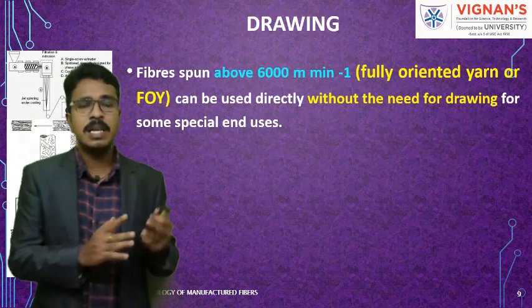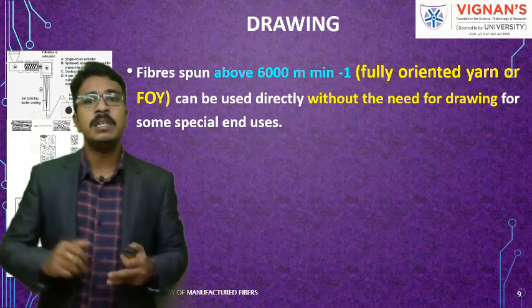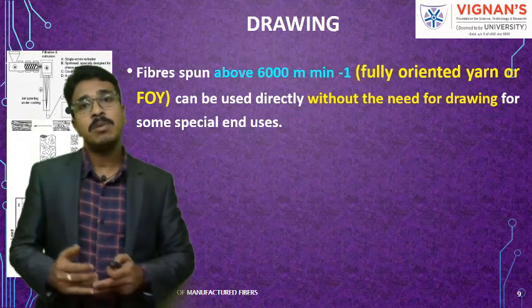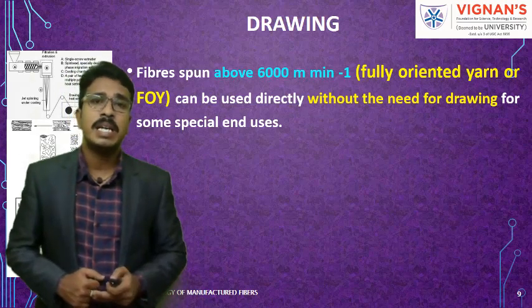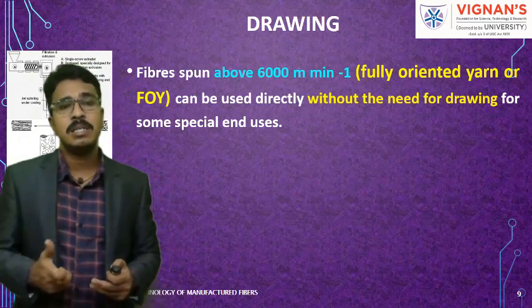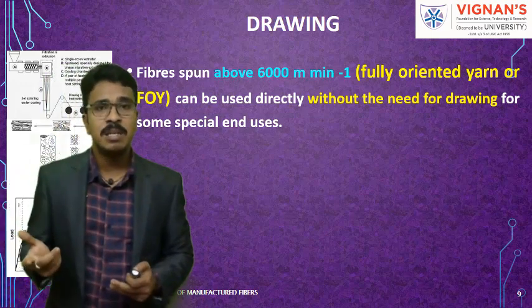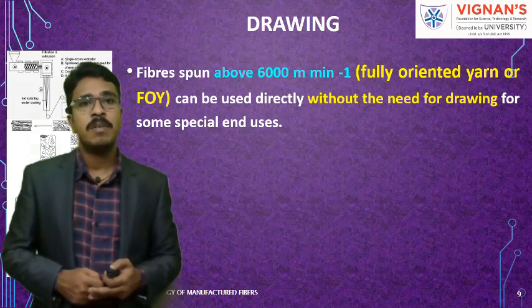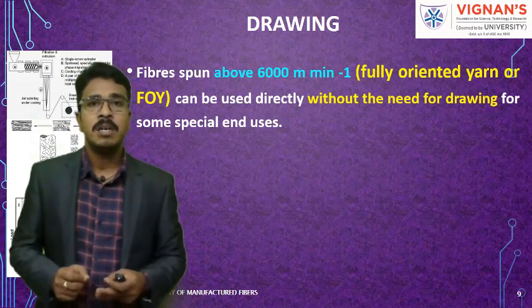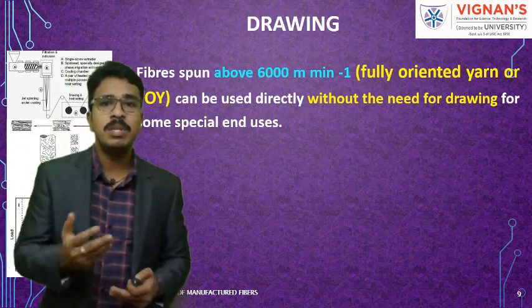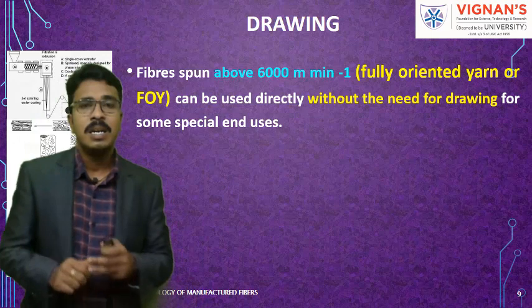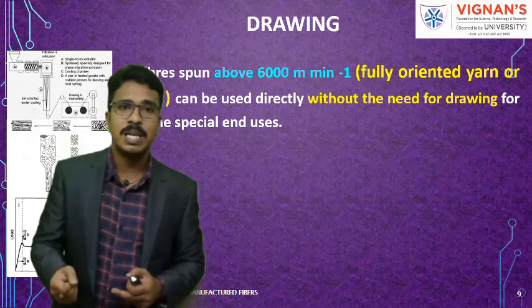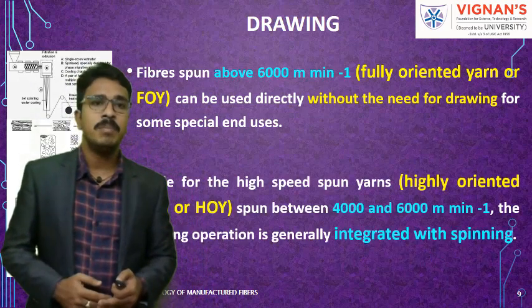The same thing again, that is the relation of spinning speeds and then drawing. Okay. So whatever fibers we are spinning above 6000 meters per minute, where we are getting fully oriented yarns or fully drawn yarns, can be used directly without the need for a drawing process for some special end uses. That means where the spinning is carried out above 6000 meters per minute, we call it fully oriented yarns or fully drawn yarns, which doesn't require the drawing process.